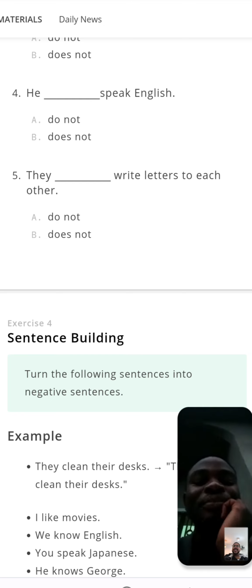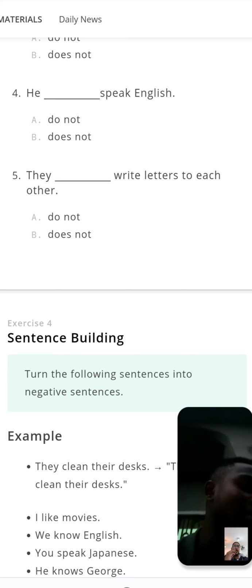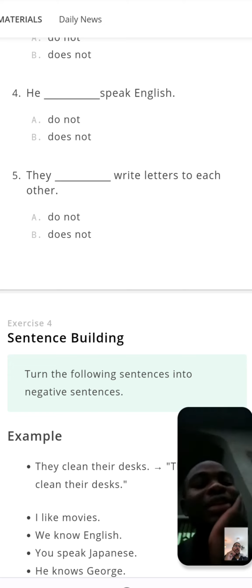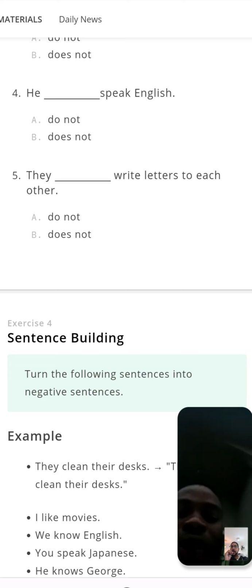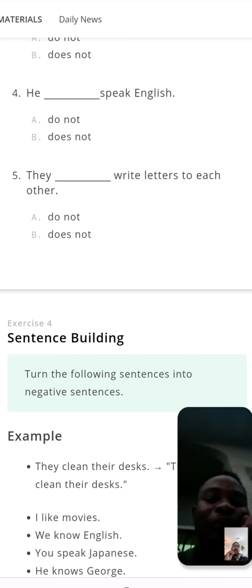Okay. Now we move on to exercise 4, still sentence building. Turn the following sentences into negative sentences. For example, they clean their desk becomes they do not clean their desk. So you have the sentences I like movies, we know English, you speak Japanese, he knows George, she tries hard, he reads books, she does her homework.